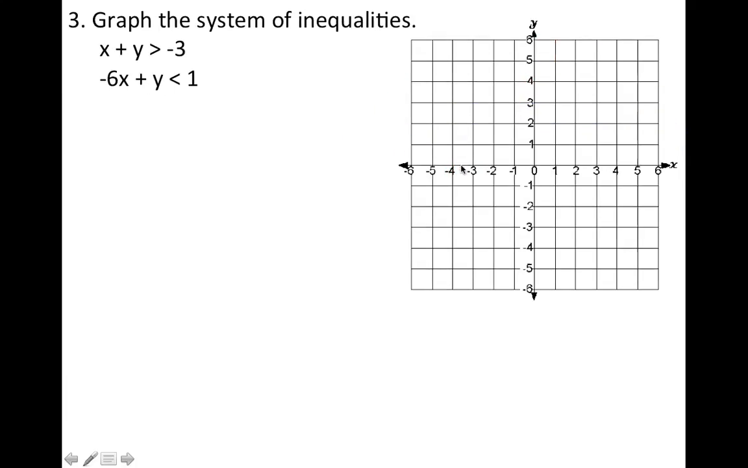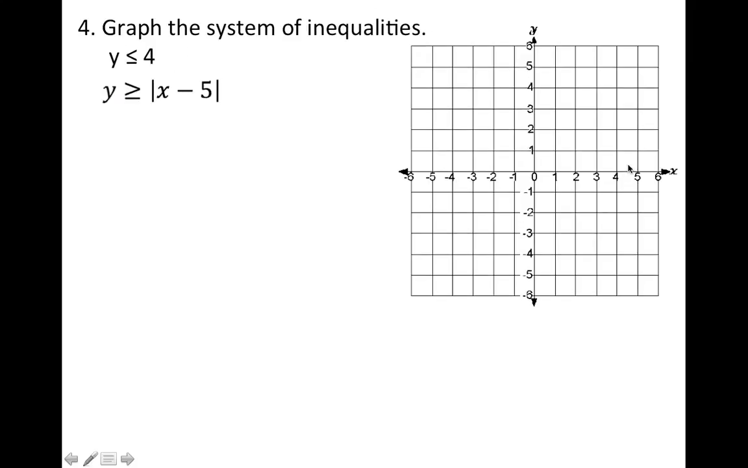So go ahead and graph these two. Remember, solving them out for y should get y greater than negative x minus 3 and y less than 6x plus 1. Don't forget both our lines are dashed. And once you graph them, it should be shaded in this region here.